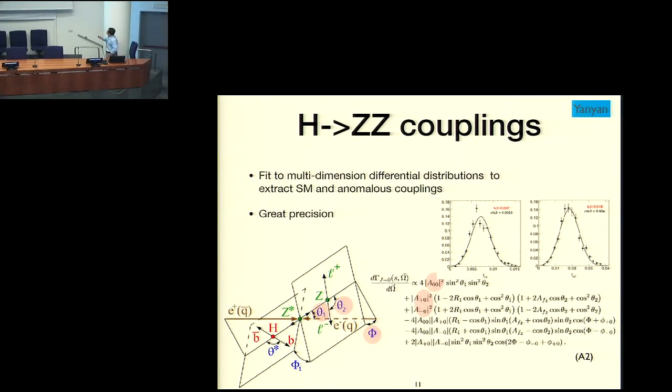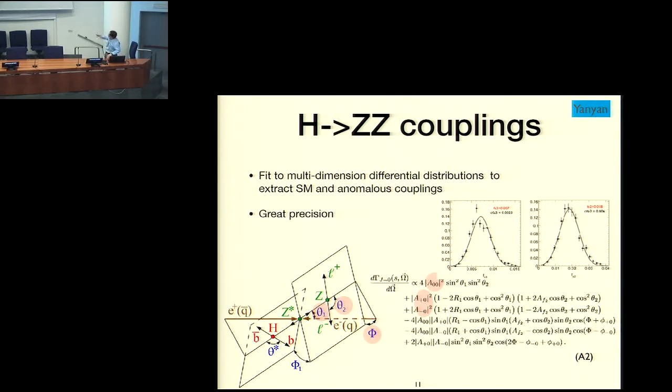There is also a talk about the differential distribution analysis to extract the standard model and anomalous couplings. They used at most 5 variables and the full analytic calculation of the angular distribution to extract the couplings. It can get very, very great precision.